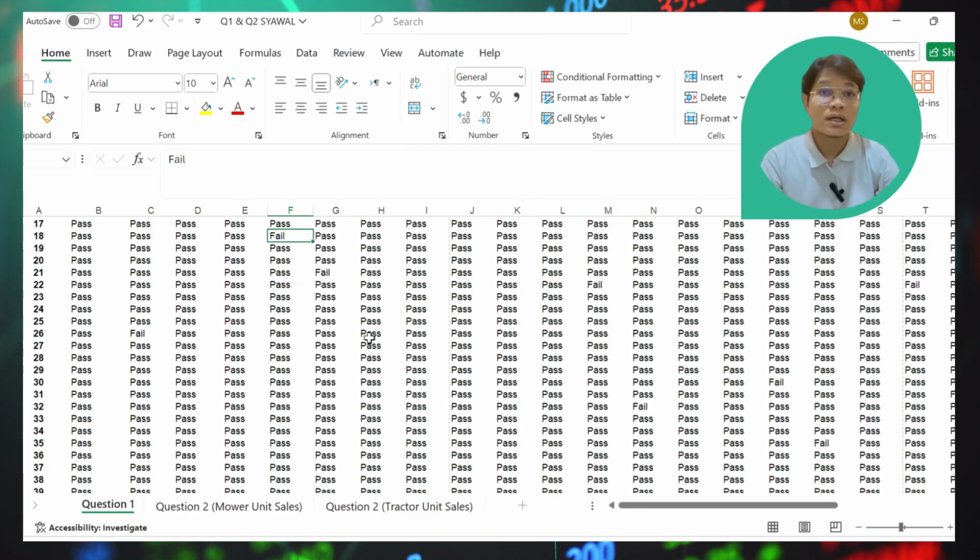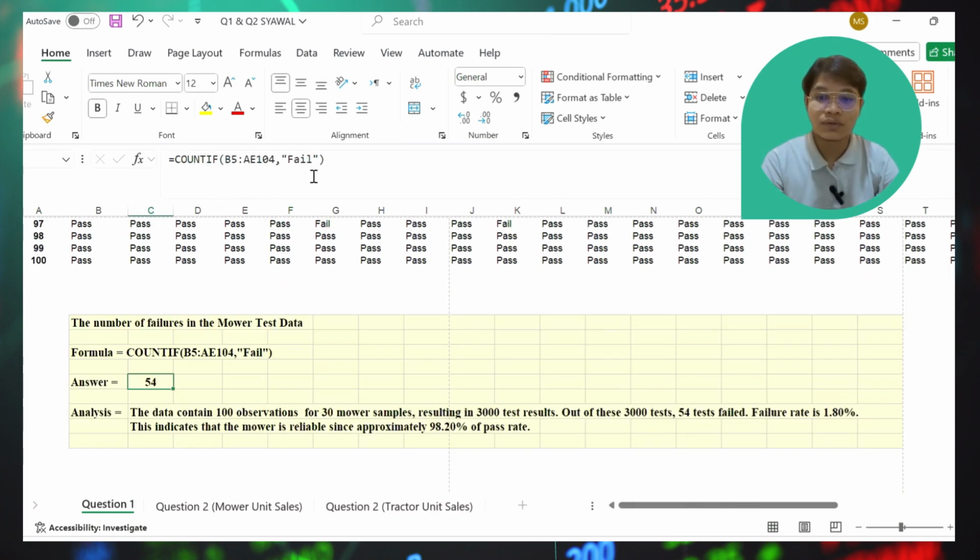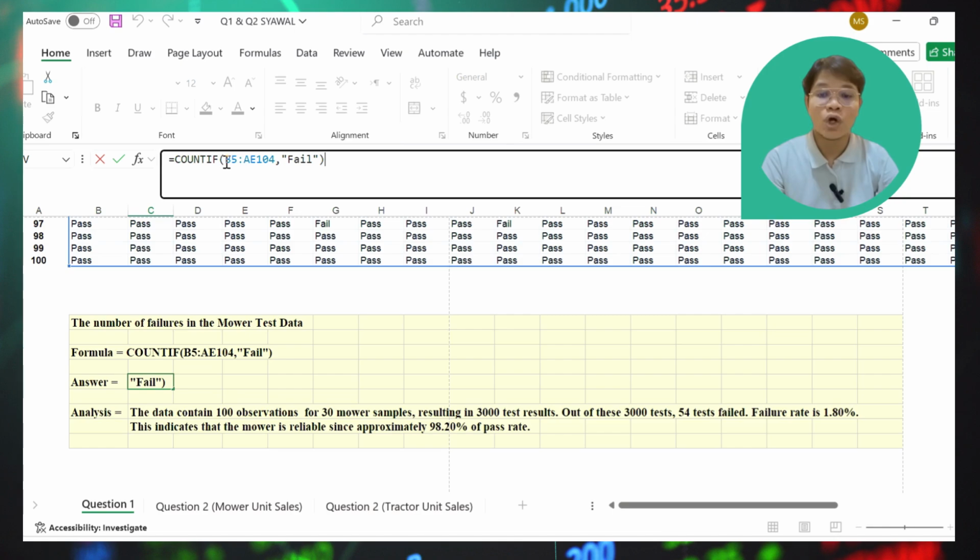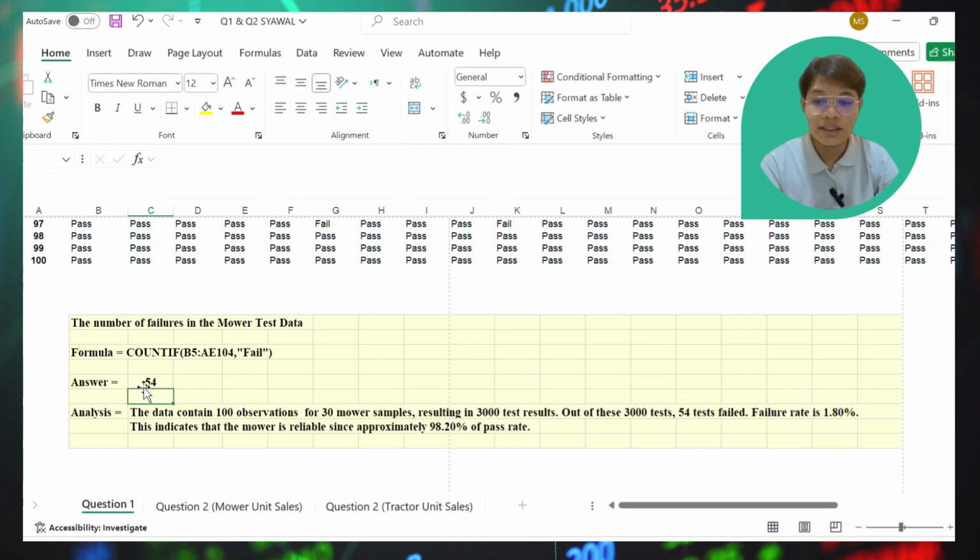We're going to use the COUNTIF function in Excel. So the formula is equals COUNTIF, open bracket, put the data range, comma, and then we put "fail", and then we close the bracket. Then we press enter. The answer is 54. So out of these 3,000 tests, 54 failed. The failure rate is 1.8%. So this indicates that the mower is reliable, since the pass rate is 98.2%.